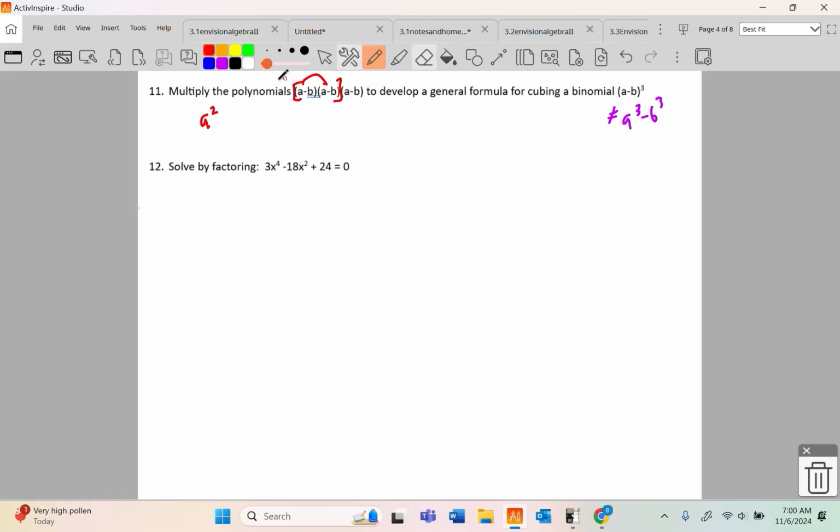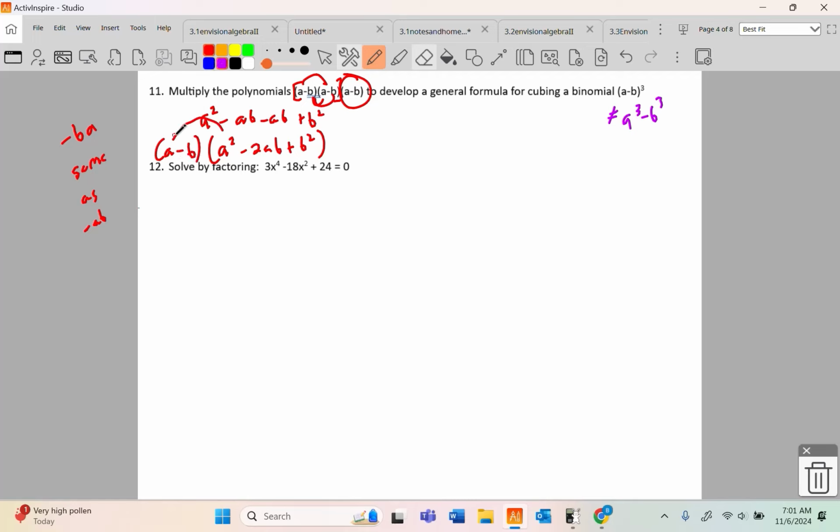A times a is a squared minus a times b, which is ab. On the inside, some kids will write negative ba, which is the same as negative ab. Order doesn't matter with multiplication, with the exception of matrices, and a couple of other things. A negative b times a negative b is a positive b squared. And when I combine like terms here, I have a squared minus 2ab plus b squared. Now, I still have this guy. I'm just going to put him out front because it's easier.